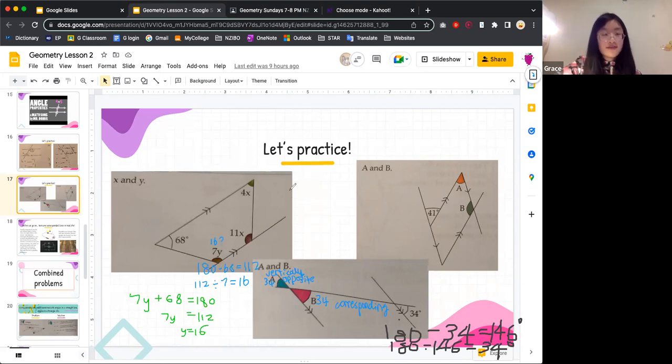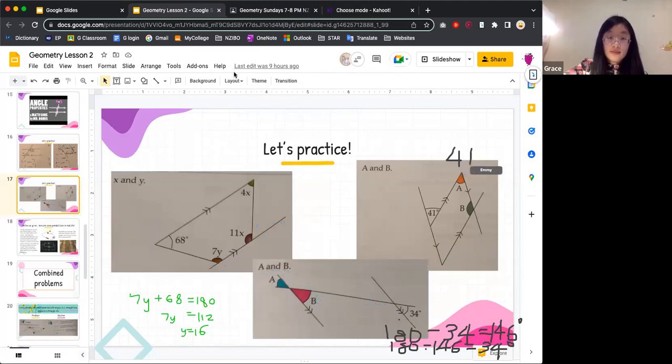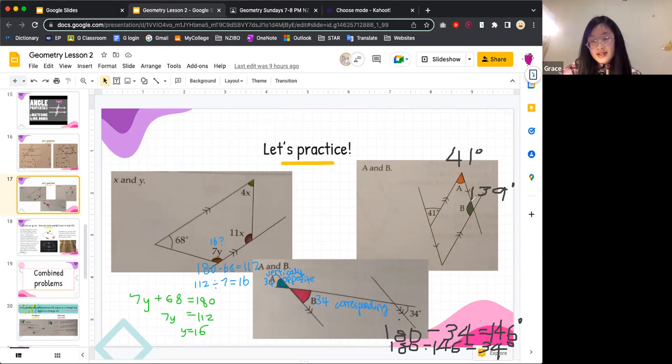All right, anyone willing to give the X a crack? Yeah, nice. 41 and 139. And could you also explain your reasoning as well?